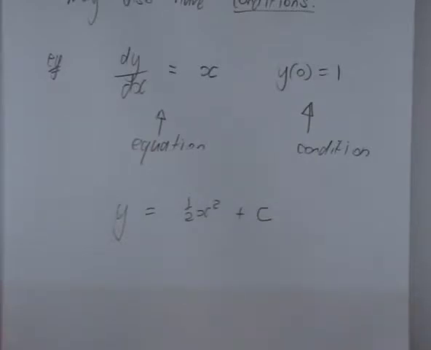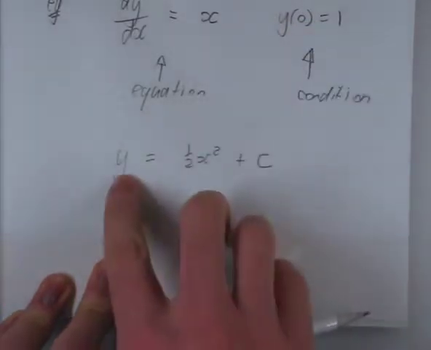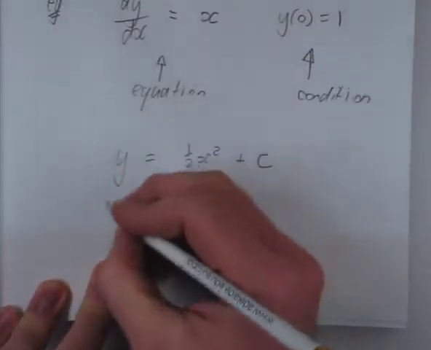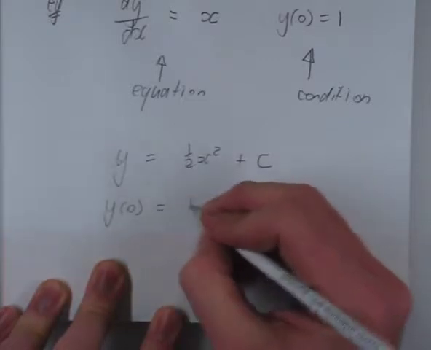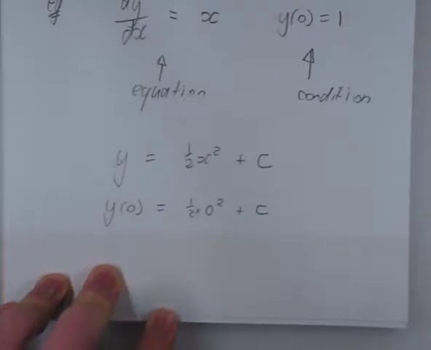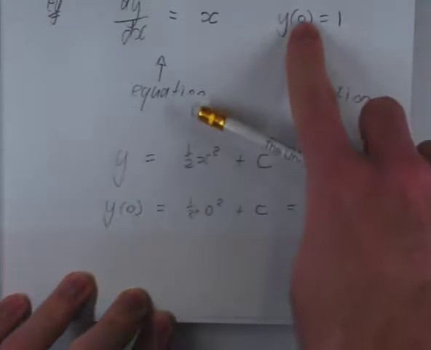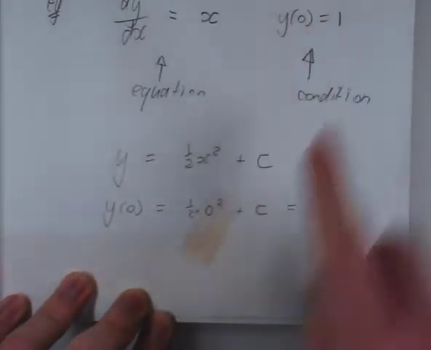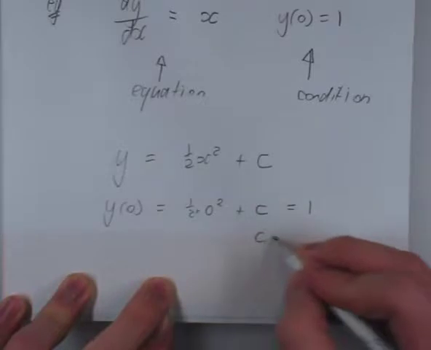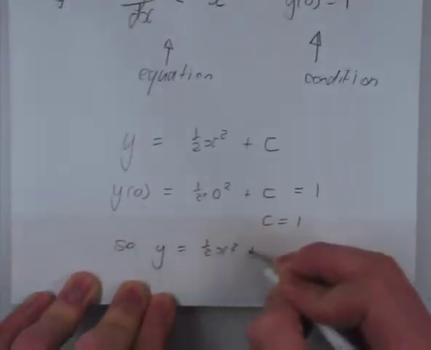So what I have here is infinitely many possible solutions for what the answer could be. And it's written as a function. And then what I now do is I use this condition which says that I sub in the 0 into here, and it will tell me what c is. So y of 0 is a half times 0 squared plus c. But y of 0 is also equal to 1, as it says up here. So that means that when x is 0, y is 1. And so that's telling me that in fact c is 1. So y is in fact a half of x squared plus 1.